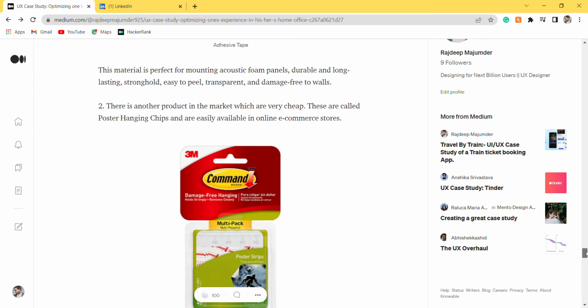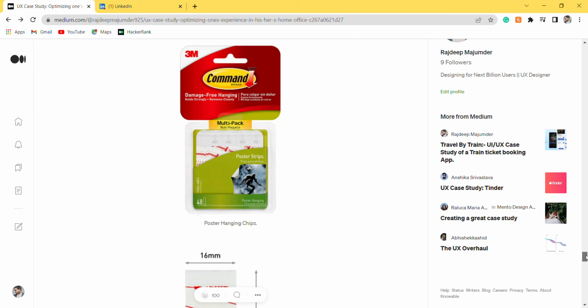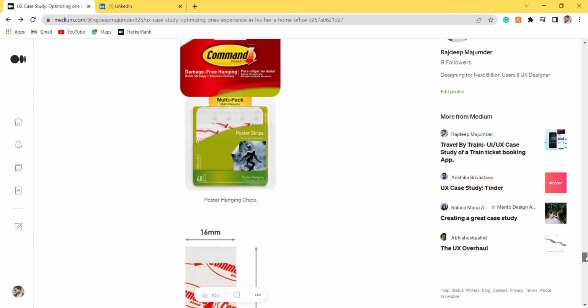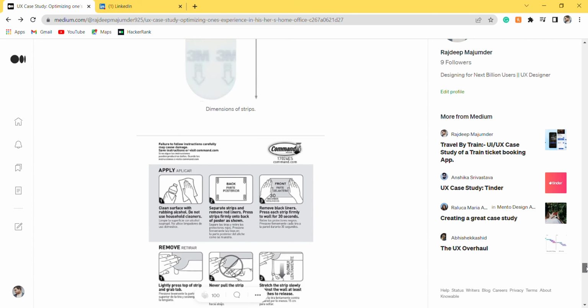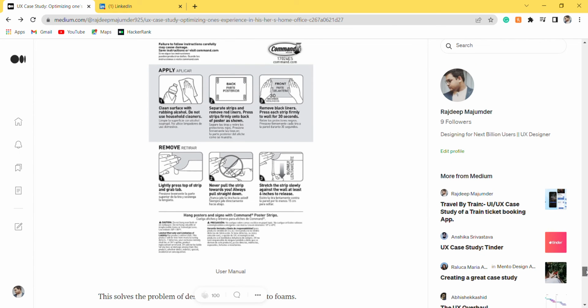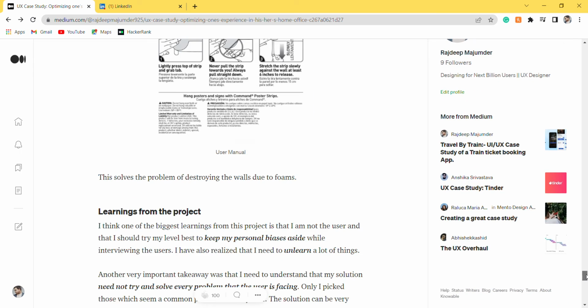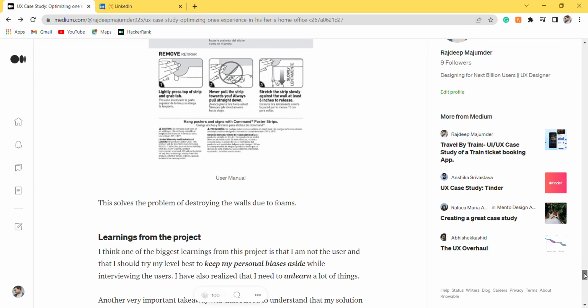Then another product, which is also very cheap, is known as poster hanging chips, which are easily available on online e-commerce stores. So these are the dimensions of the chips, and here is the manual for how we can paste them. They are pasted on the corners of the foams. By this it tends to solve that issue of destroying the walls.